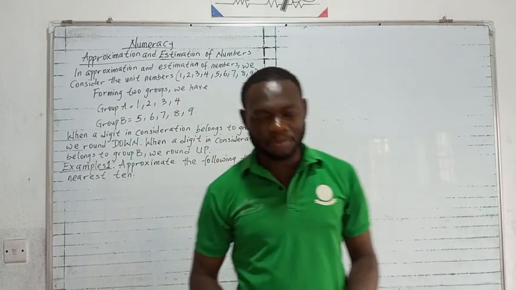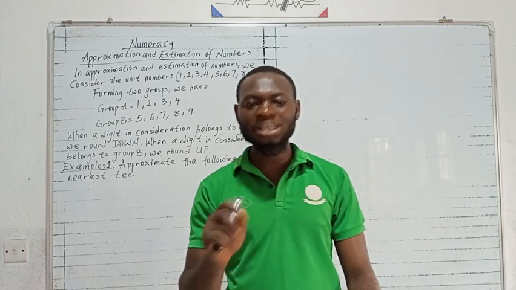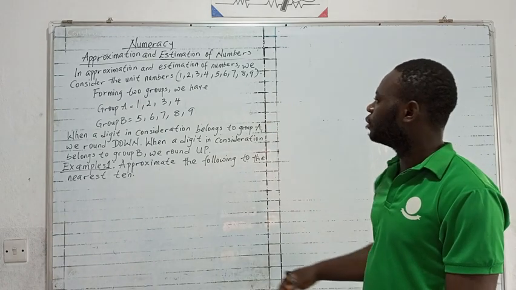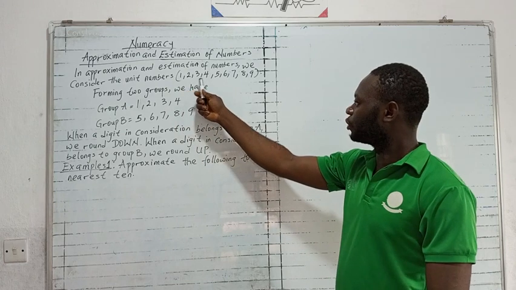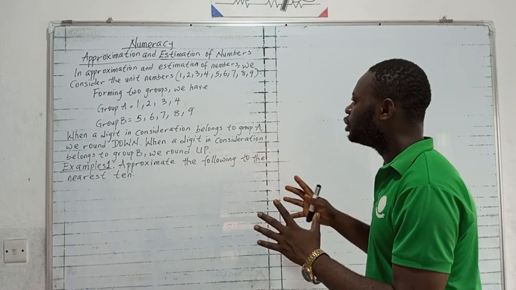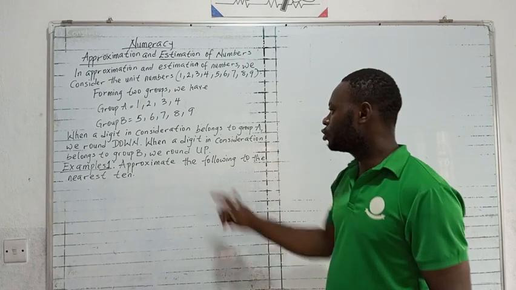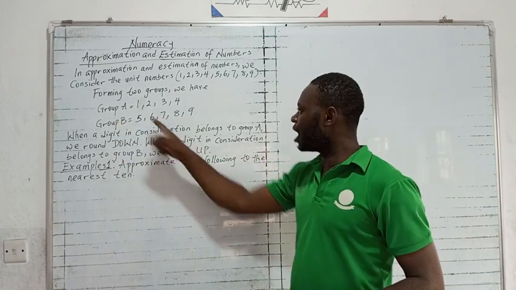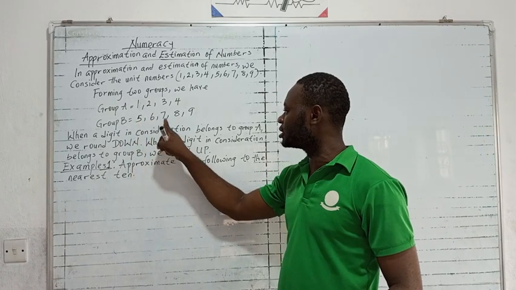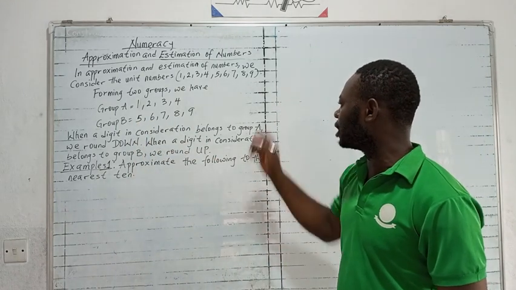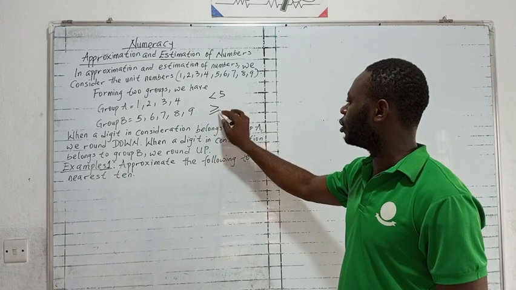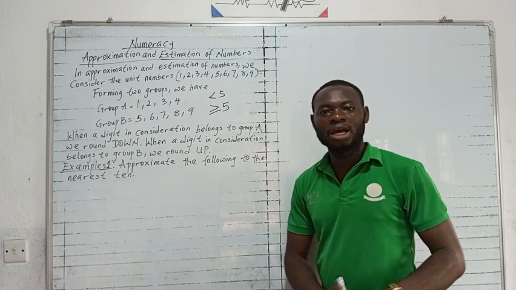Now, whenever we talk about approximation and estimation of numbers, we are always considering the unit numbers, and the unit numbers are 1, 2, 3, 4, 5, 6, 7, 8, and 9. With these unit numbers, we will divide them into two groups, Group A and Group B. In Group A, we have numbers like 1, 2, 3, and 4. In Group B, we have numbers like 5, 6, 7, 8, and 9. In other words, in Group A we are looking at numbers less than 5, and in Group B we are looking at numbers greater than or equal to 5, meaning from 5 and above.